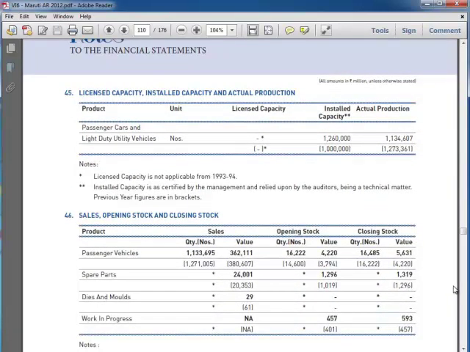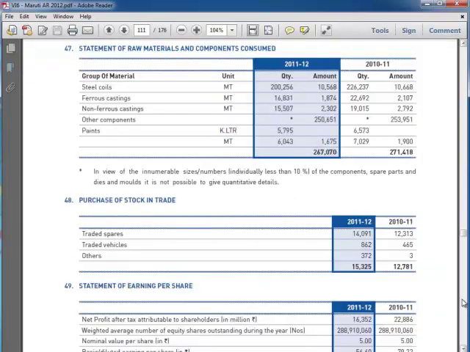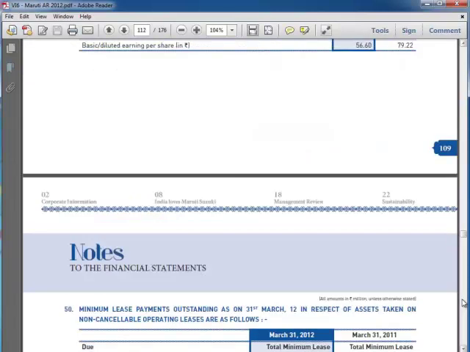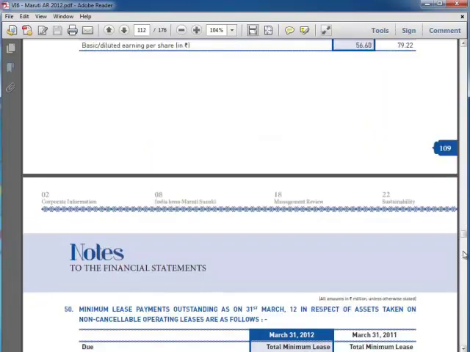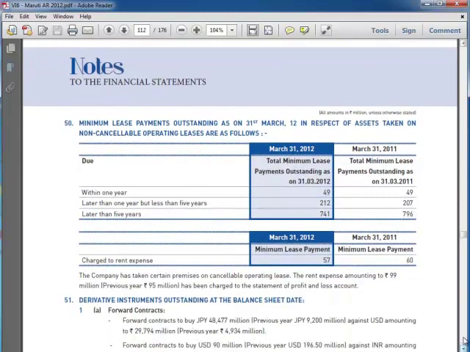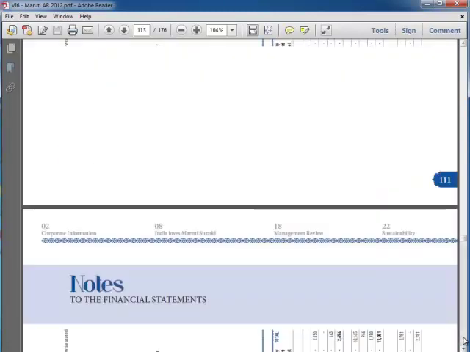And there are actually a lot of other items, and a lot of the remaining items are small items that are not necessarily as important. You can go through each one and see. We won't go through all of them now because it'll just take too long, and it's not worthwhile to do so. But hopefully now you get a good idea of what is in the notes to financial statements.